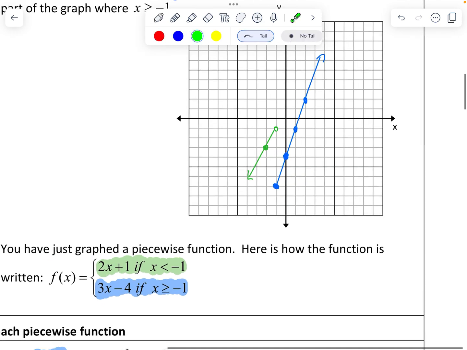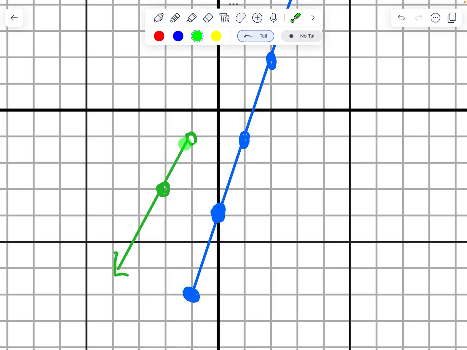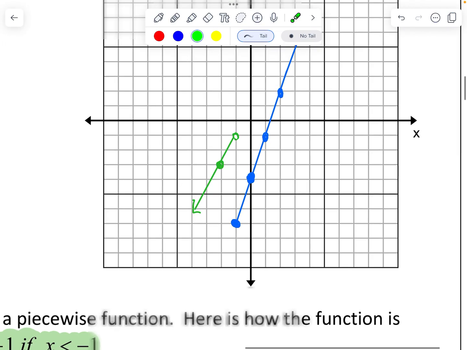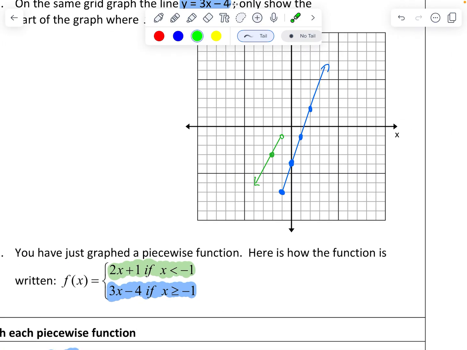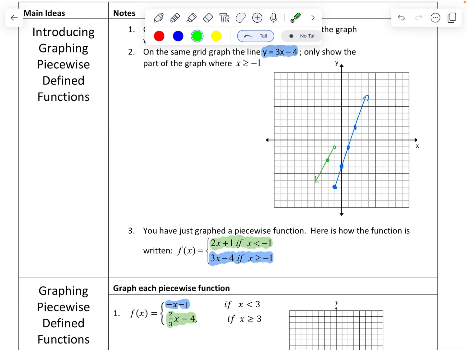And now the hole means that that point does not actually exist. You just get really, really close to that point forever, like infinitely close. But you will never reach an x value of -1 on the green line. It's not until you jump down to the blue line that you get an x value of -1. And so that is how you graph a piecewise function.